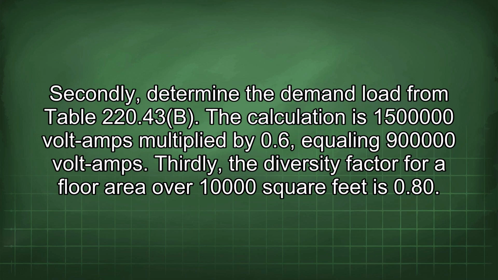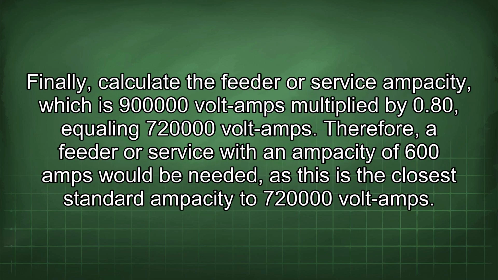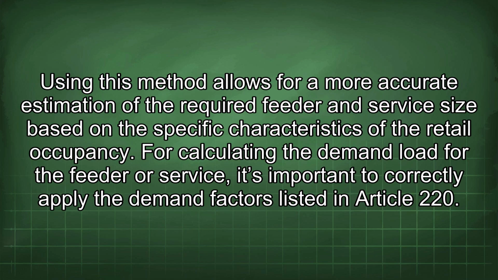Thirdly, the diversity factor for a floor area over 10,000 square feet is 0.80. Finally, calculate the feeder or service ampacity, which is 900,000 volt amps multiplied by 0.80, equaling 720,000 volt amps. Therefore, a feeder or service with an ampacity of 600 amps would be needed, as this is the closest standard ampacity to 720,000 volt amps. Using this method allows for a more accurate estimation of the required feeder and service size based on the specific characteristics of the retail occupancy.